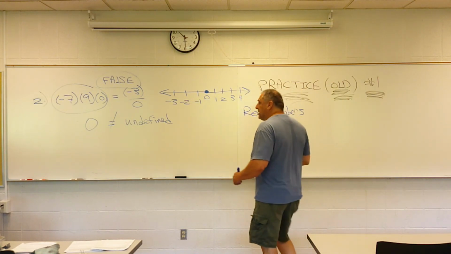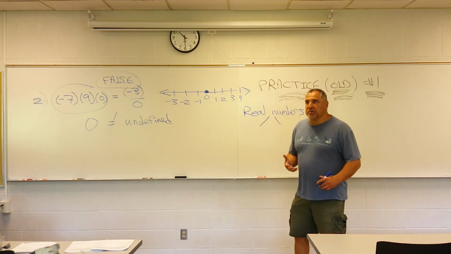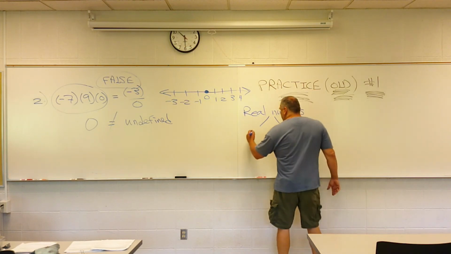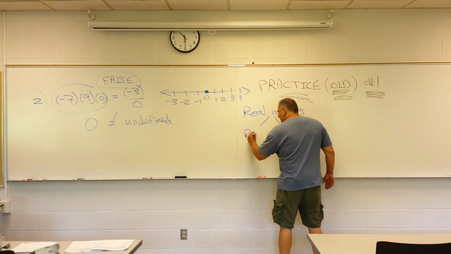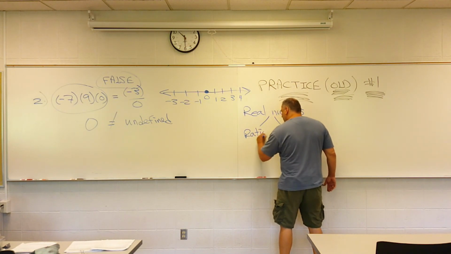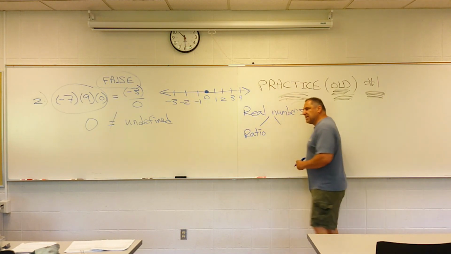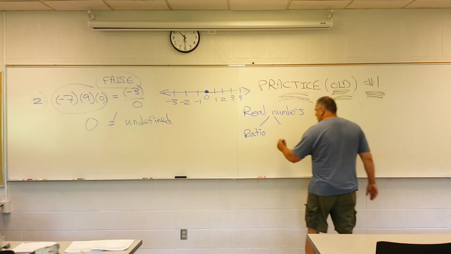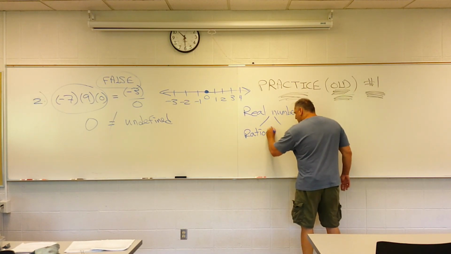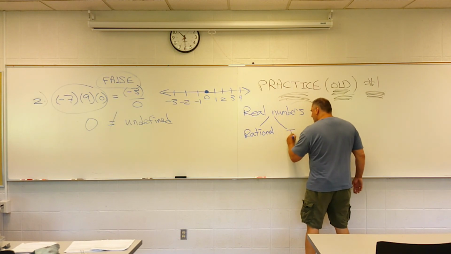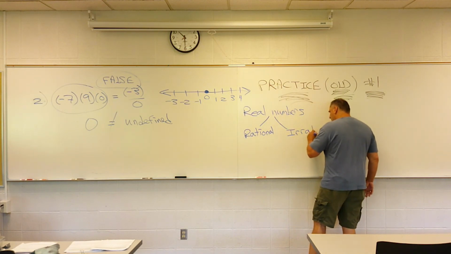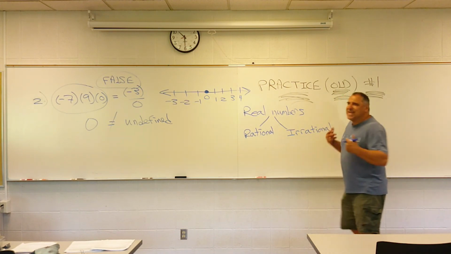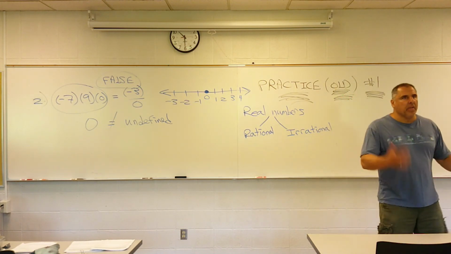Now, there's two big subcategories of the real numbers. There is the rational numbers. Let me stop right there. What does that say? It says ratio. It's a ratio of two integers. There's the rational numbers, and there's the irrational numbers. The two together make the real numbers.